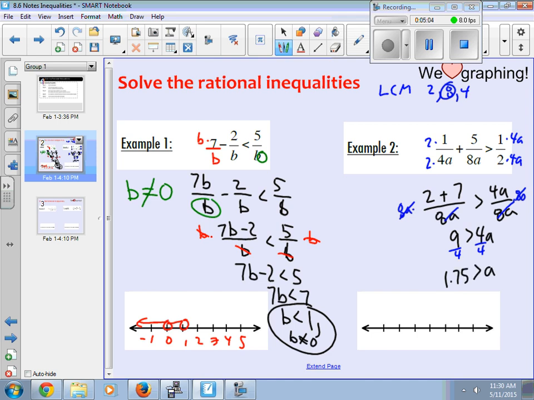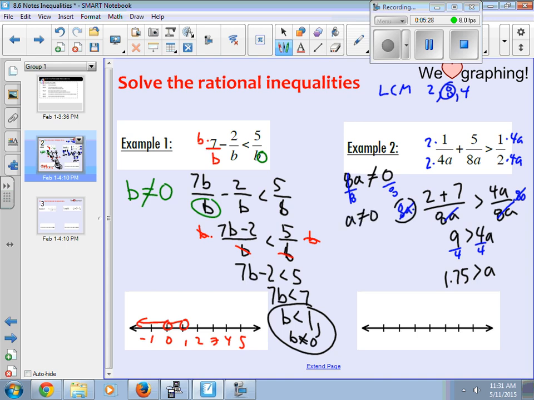All right, now we again need to figure out what the exclusion is. There's an exclusion here if we've got a variable in the denominator. Our common denominator was 8a here, so what makes this equal to 0? Because that's what we can't have. So if we divide both of these sides by 8, it looks like, again, a cannot be 0.